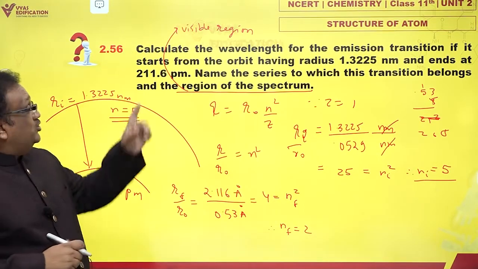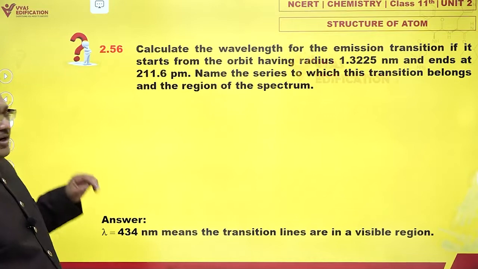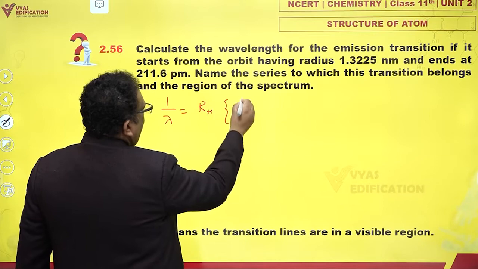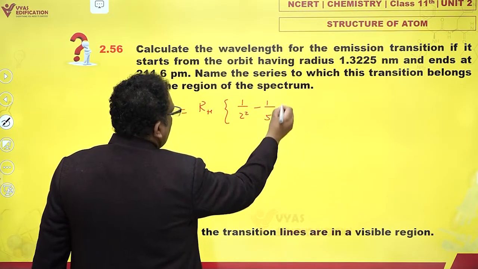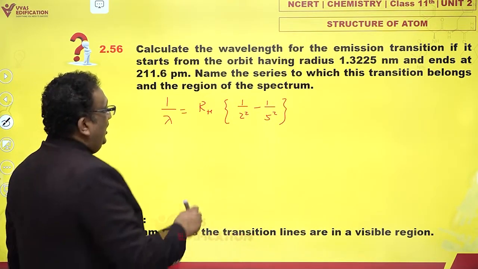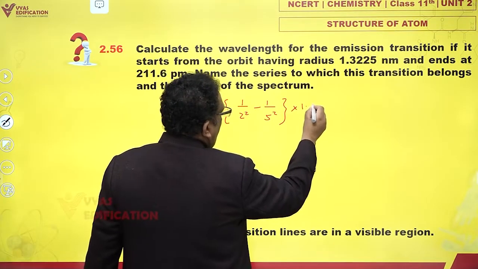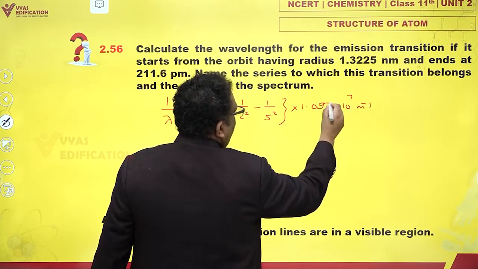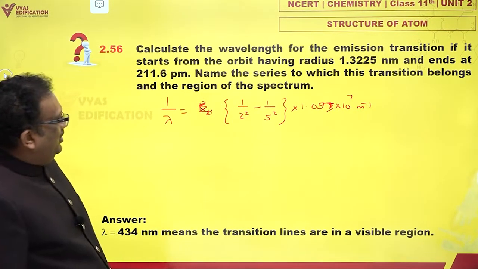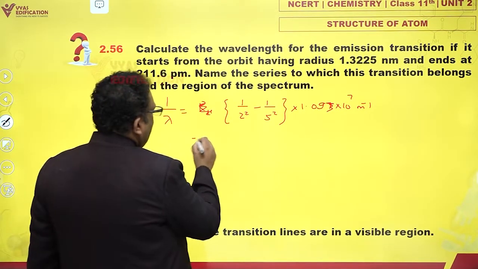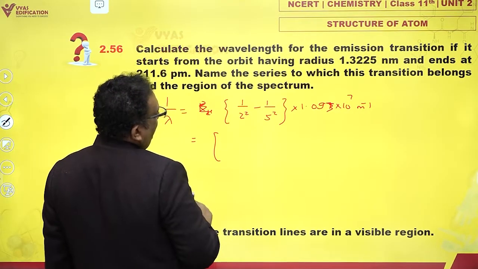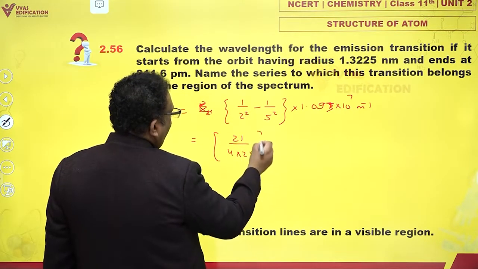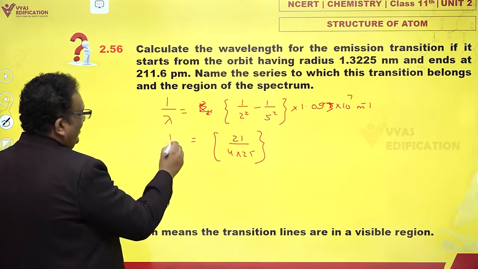There we are. Oh no, we also had the wavelength. Let's calculate the wavelength. That's not very difficult. How do I get that? 1 by lambda is RH times (1 by 2 square minus 1 by 5 square). We use Rydberg's formula, and RH is 1.097 into 10 raised to 7 per meter. This is 1 by 4 minus 1 by 25, which is 25 minus 4, 21 by 4 into 25. That's lovely.